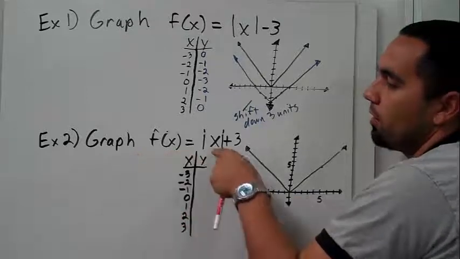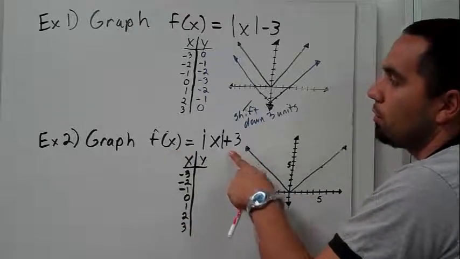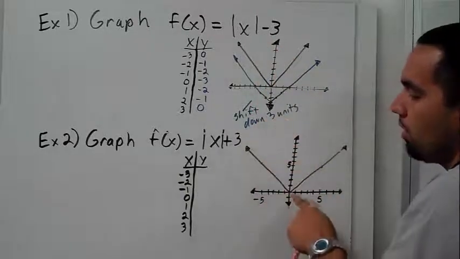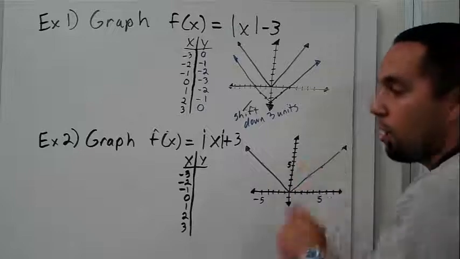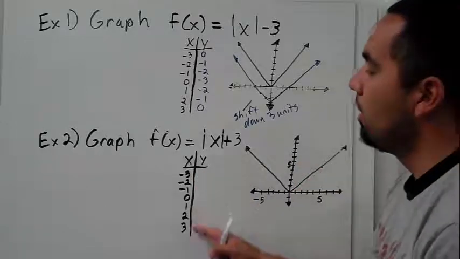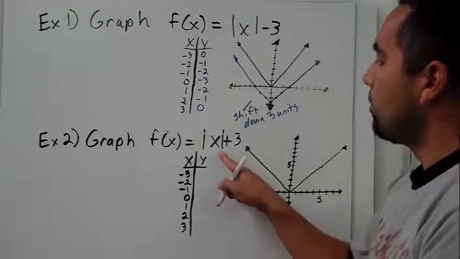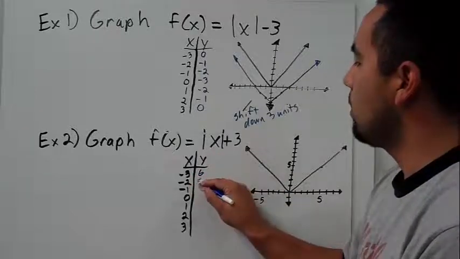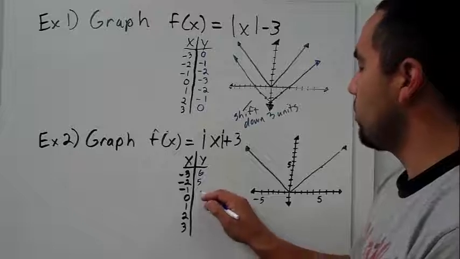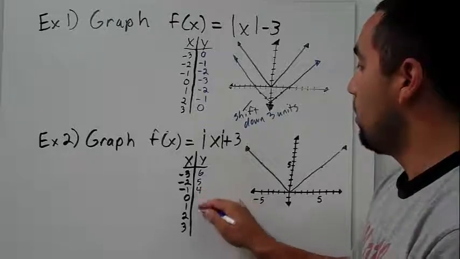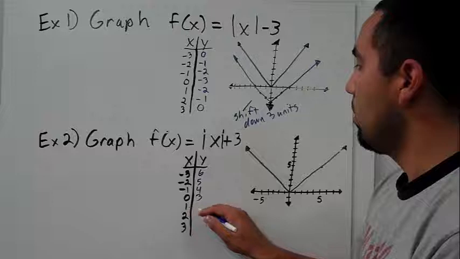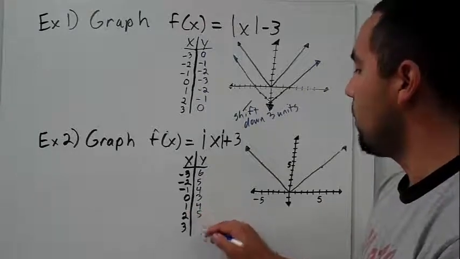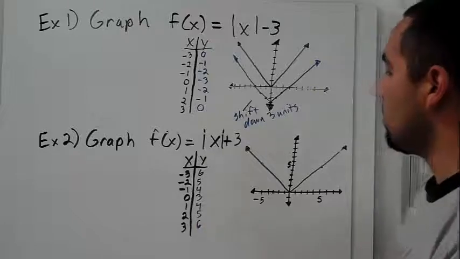Example 2 says graph this when it's plus 3. Well, this one was minus 3 and it shifted down 3 units. This graph should simply go up 3 units, right? So let's double check. Negative 3 becomes positive 3. 3 plus 3 is 6. 2 plus 3 is 5. 1 plus 3 is 4. 0 plus 3 is 3. 1 plus 3 is 4. 2 plus 3 is 5. 3 plus 3 is 6.